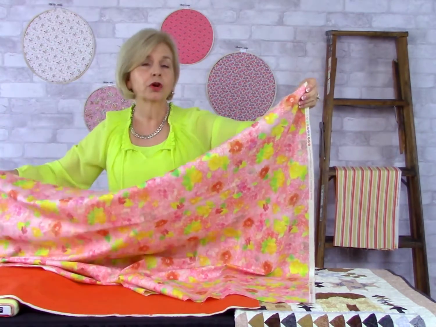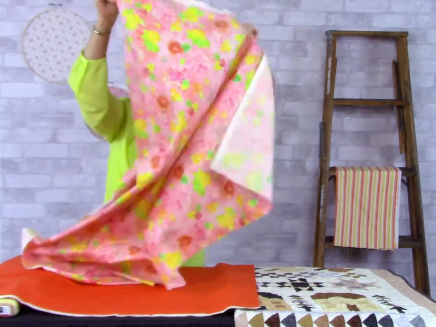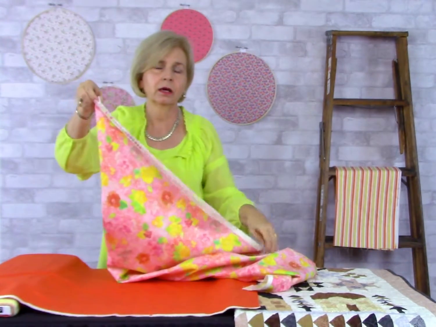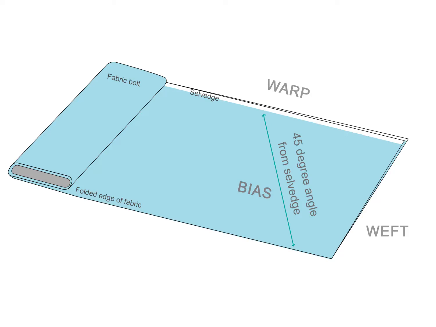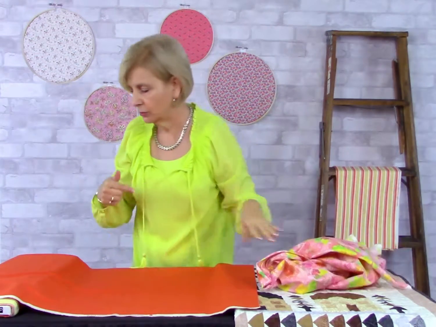We also know the term bias. For many people, they're familiar with it with bias binding, or if you sew apparel, you are familiar with bias for other reasons. But bias is what runs at the 45-degree angle of the two grain lines, and that has the most stretch. Okay, so let's see how that affects what you do.